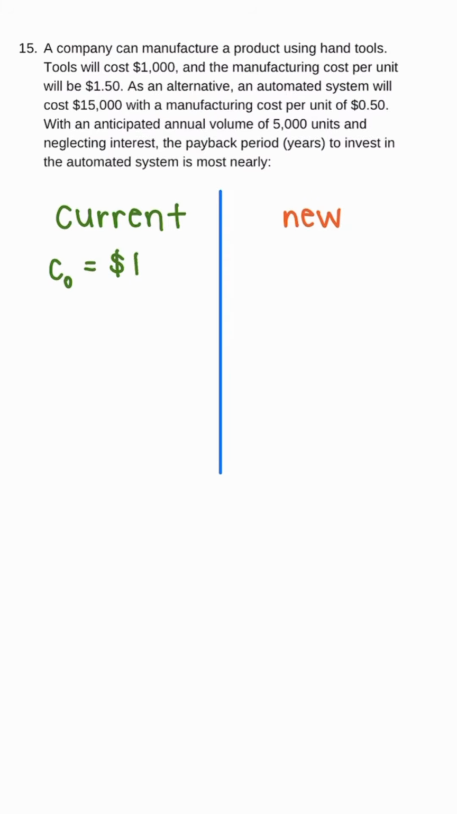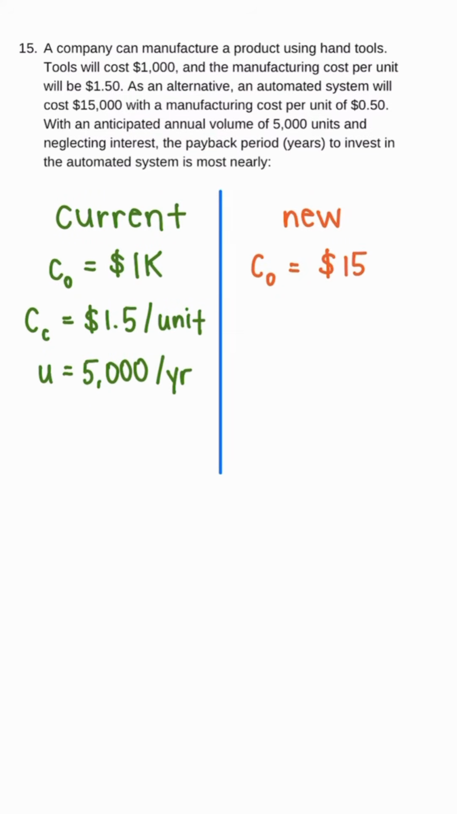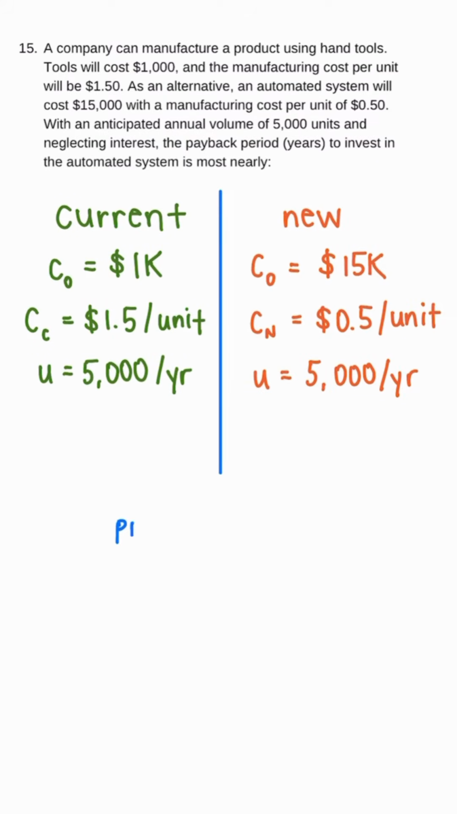So let's compare the two systems. The initial cost of the current system is $1,000 and the manufacturing cost per unit is $1.50. The amount of units produced each year is 5,000. For the new system, the initial cost is $15,000. The manufacturing cost is 50 cents per unit, and it also makes 5,000 units per year. So again, the payback period is going to be your cost divided by your uniform annual benefits.